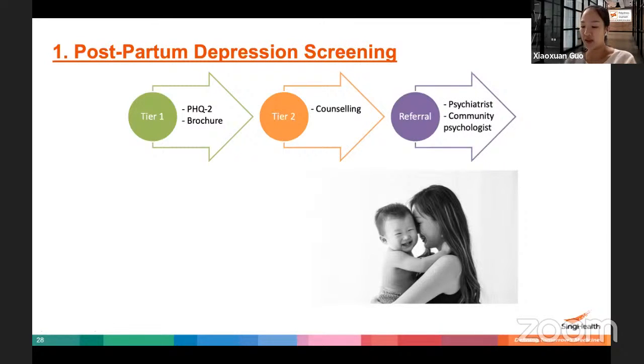Since July 2019, when the program first started, we have screened a total of 2,479 moms and picked up depressive symptoms among 2.5%, of which almost half have received intervention from our program.